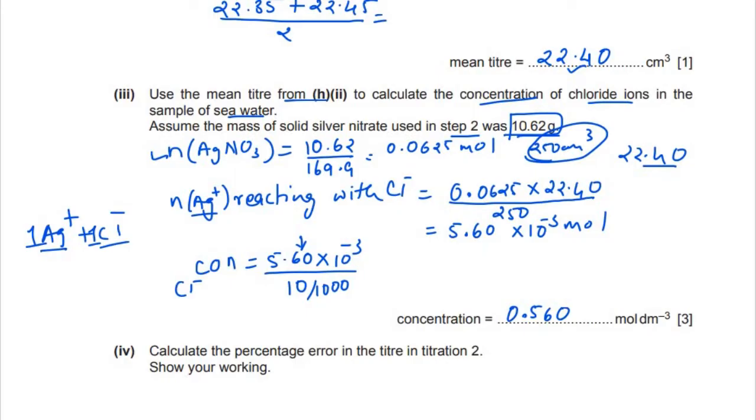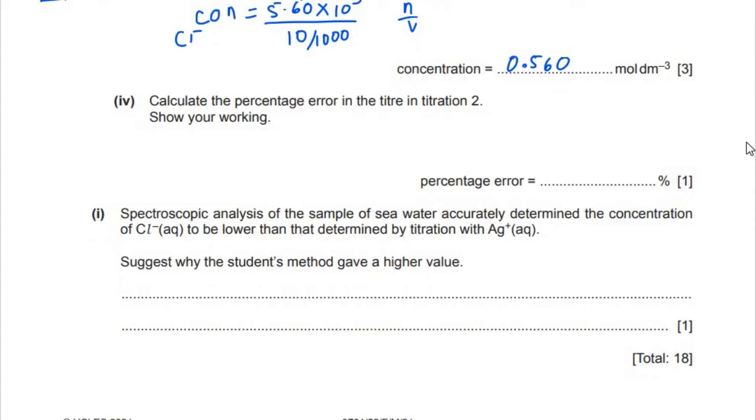So moles of chloride ions divided by its volume of seawater, in which we are supposed to find the concentration of chloride ions. So the volume of seawater used, you can check these steps. What volume of seawater which we had used? It was 10 centimeter cube. So moles divided by volume is the formula which we used. Moles of chloride ions divided by its volume of seawater, and we got the answer as concentration of chloride ions.